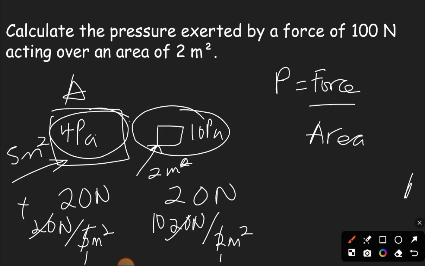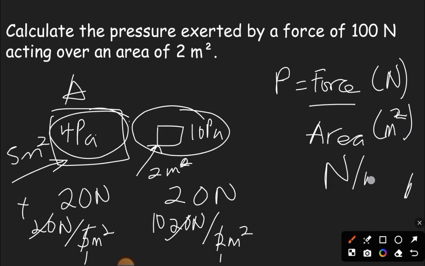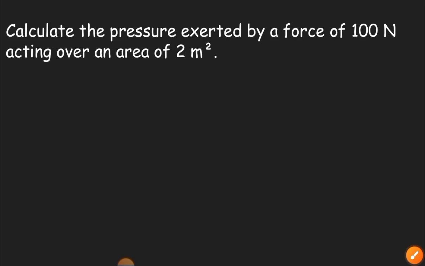So already I've mentioned the unit. The unit for pressure is Pascal, or let's figure it out from here. Unit for force is Newton, unit for area is meter squared. So it's going to be Newton per meter squared. Now let's look at the question. And realize something: the greater the area, the lower the pressure. The smaller the area, the higher the pressure. From the example I just showed you, or from the demonstration I just did with you.